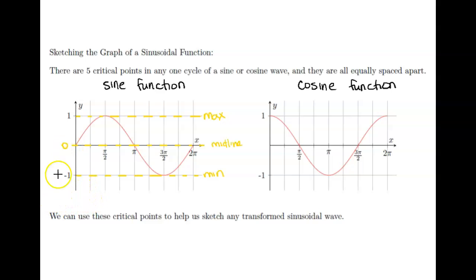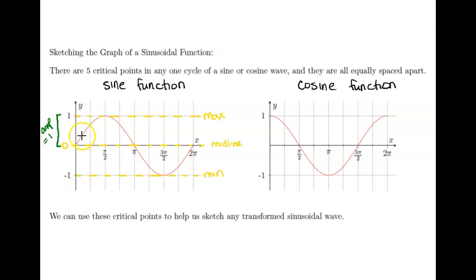Another key feature that we can talk about is the amplitude. And the amplitude is the distance from the midline to the max or the midline to the minimum. It should be the same value since the midline is halfway. So the distance from the midline to the maximum, that is my amplitude, and my amplitude here is 1.